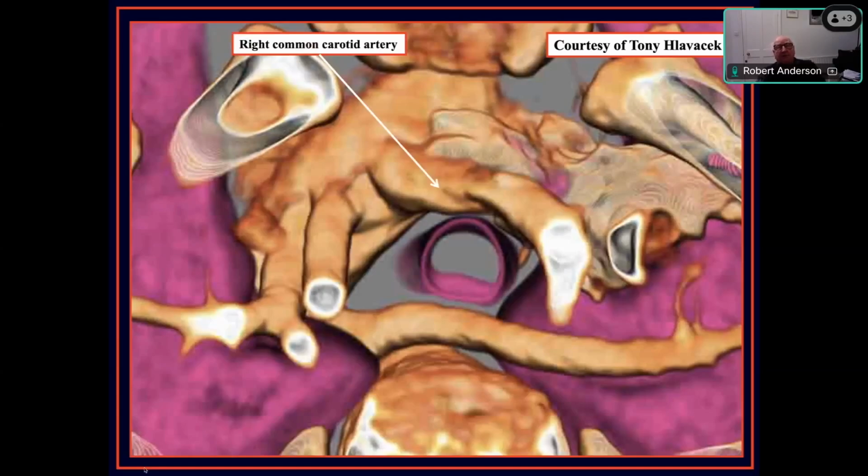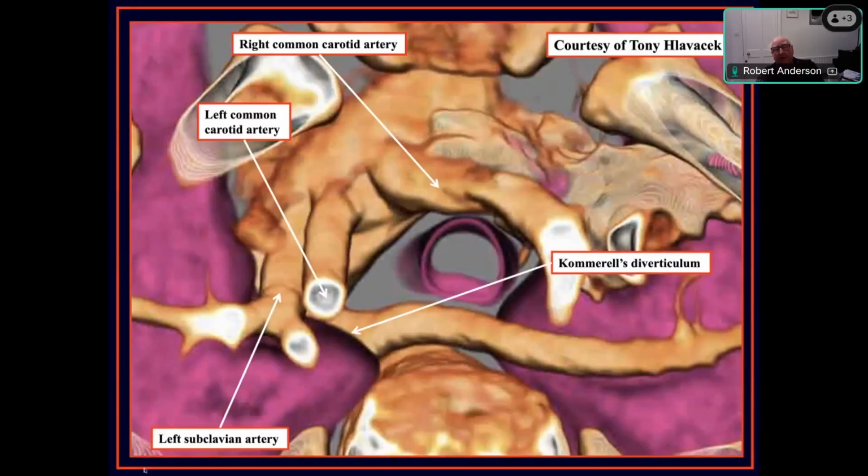So arising from the left arch, we have the right common carotid artery as the first branch, continuing as the left common carotid artery, the left subclavian artery, and then we have the right dorsal aorta as Pomerle's diverticulum, giving rise to the retroesophageal right subclavian artery. And you see it there in Tony's computed tomogram passing behind the esophagus.